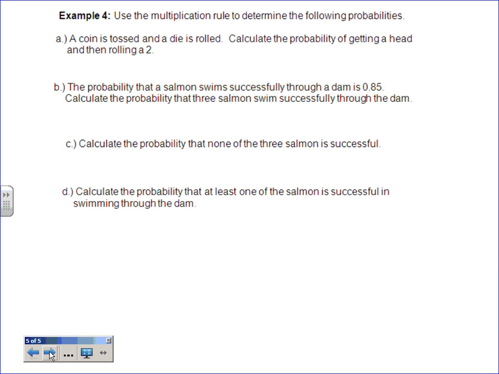Right? So what is the probability of getting a head? And then rolling a 2. 1/6. Right? So you're saying I can just go ahead and multiply them separately? You're right. 1/12.